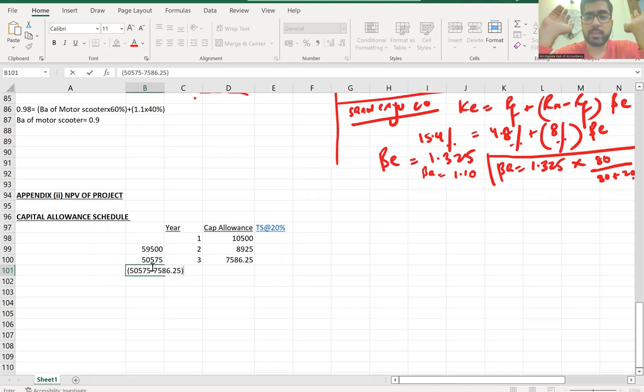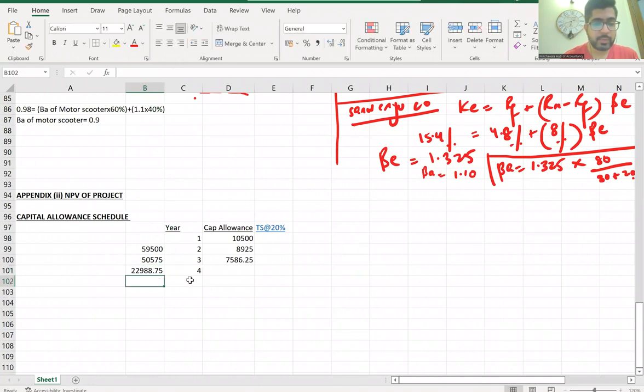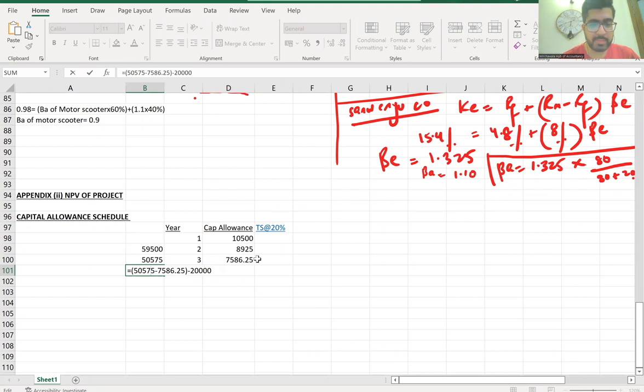Okay. But in the last year, there is an inflow as well, scrap value. So plant and machinery scrap value is 20,000. We will adjust that. And whatever the leftover figure will be, 22,988, we will charge it in the last year. Okay, so this is the depreciation. Net book value into percentage, net book value into percentage. In the last year, find the net book value like this, 50,575 minus the depreciation. Whatever net book value is left, charge to the last year, but excluding scrap value.